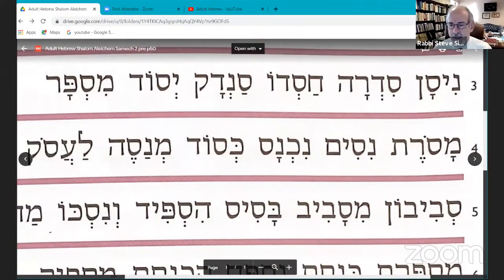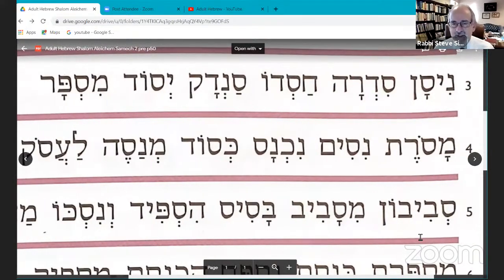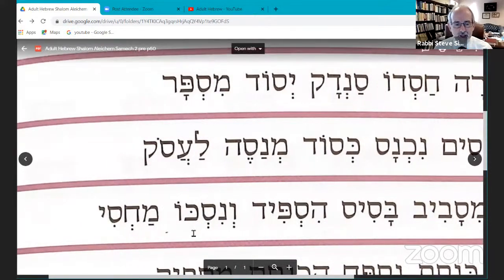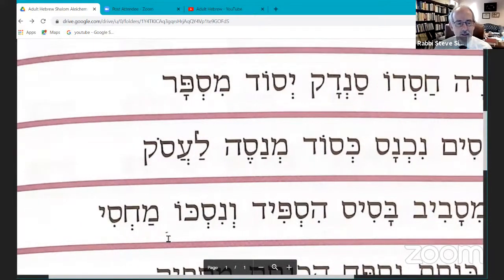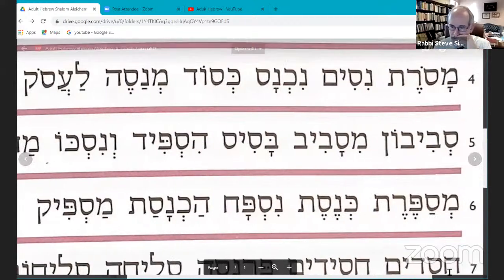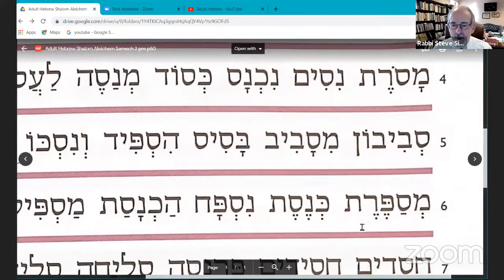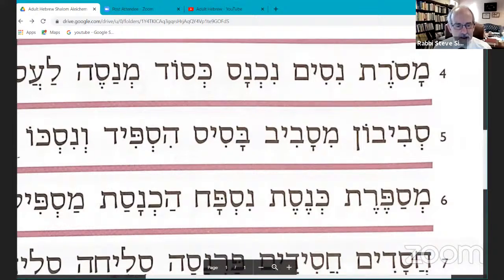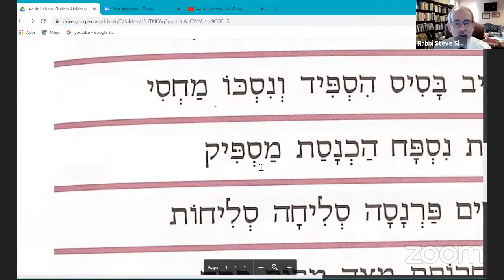Line number 5. Here's the word sivivon. That's the Hebrew word, which is the equivalent of dreidel. Misaviv, basis, hispid, venisko, machsi. Line 6. Misaperet, Knesset, Nispach, Hachnasat, Maspik.